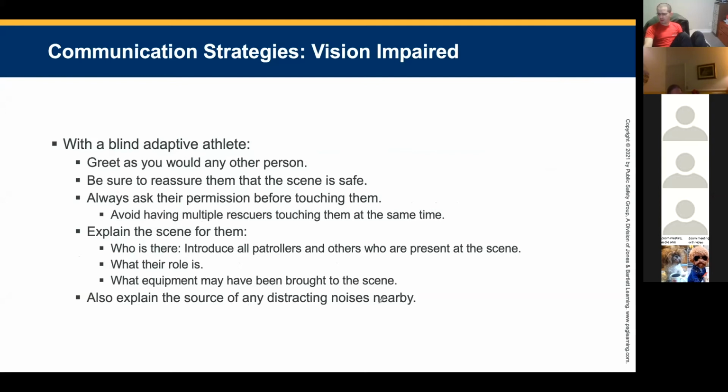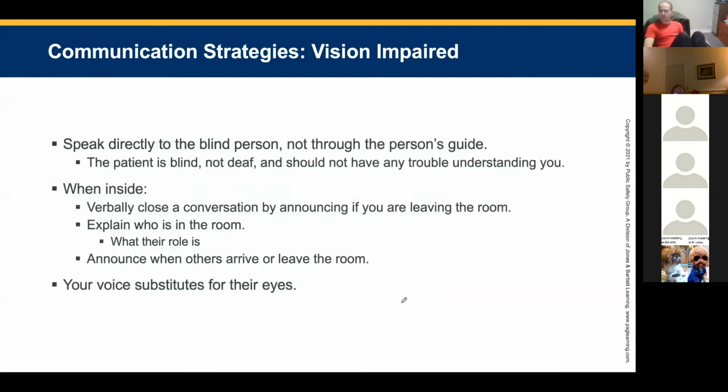If there are any distracting noises, we want to try to explain the source of them. We want to speak directly to the blind person, not the person's guide. Remember, the patient is blind, not deaf, so they should not have any trouble understanding you. When inside, we want to verbally close the conversation by announcing if we're leaving the room, explain who's in the room and what their role is, and announce when others enter or leave the room. Remember, your voice substitutes for their eyes, so we want to make sure that we're explaining everything that is going on.